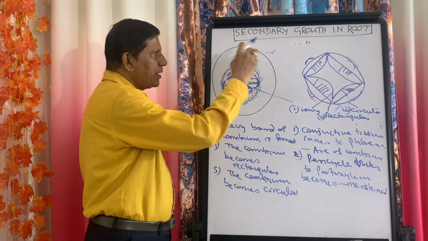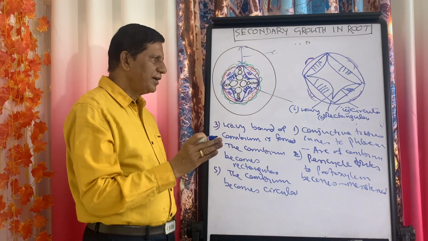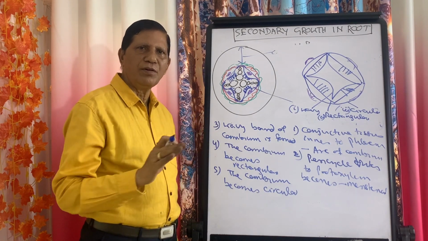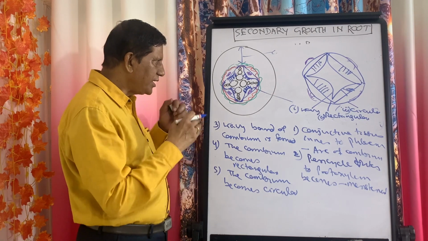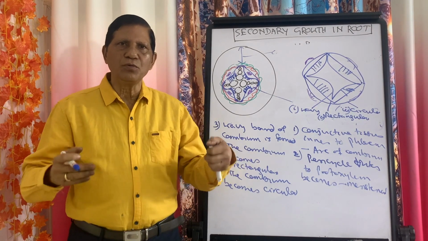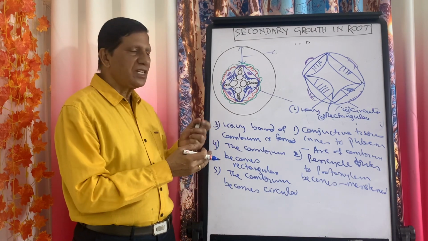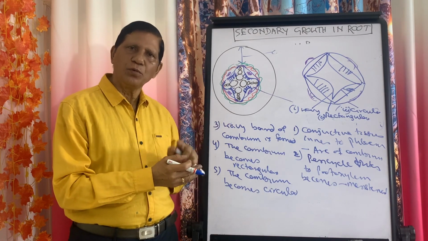Now once it becomes circular, the growth of the secondary xylem and secondary phloem will take place uniformly. And in this way, the girth of the root will increase. So this is how the secondary growth takes place in case of roots.